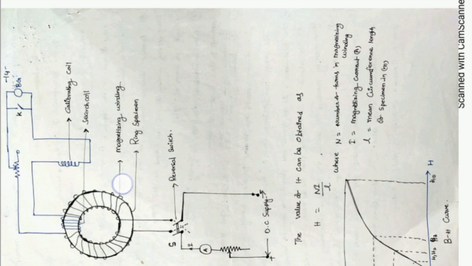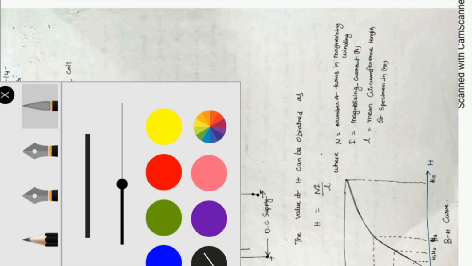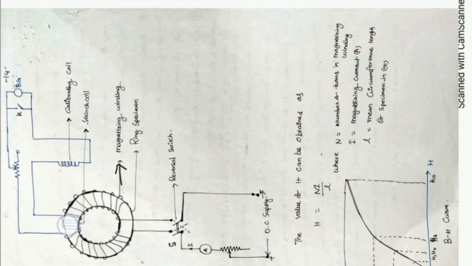This is the magnetizing winding, and this is the search coil winding. The search coil is connected to the ballistic galvanometer BG, and the key switch is provided to see the reading of the ballistic galvanometer. Such a coil is placed in between the number of turns and is used to measure the magnetic flux.